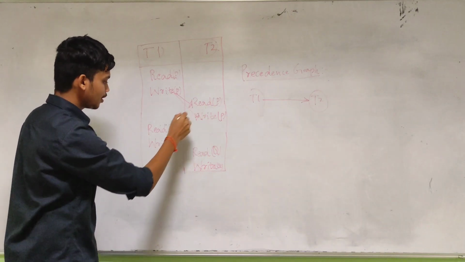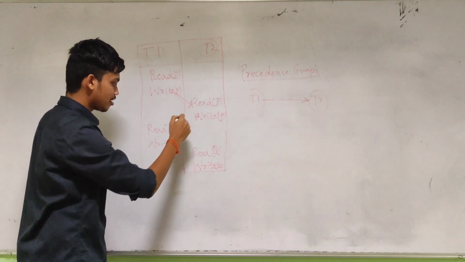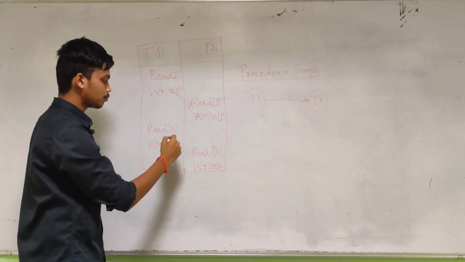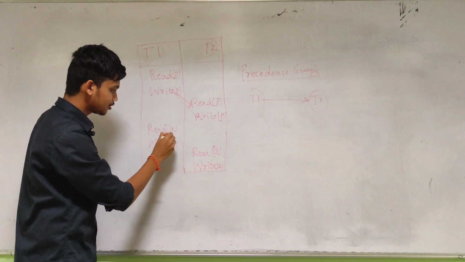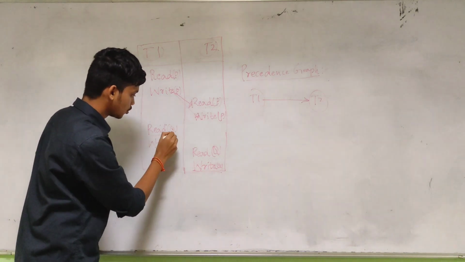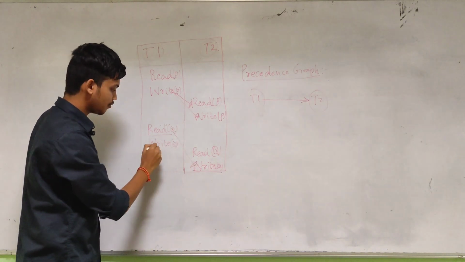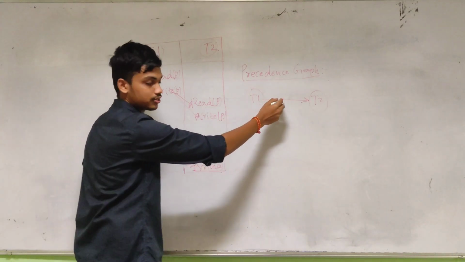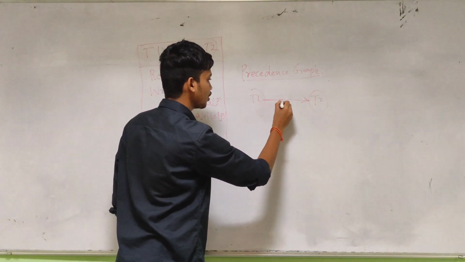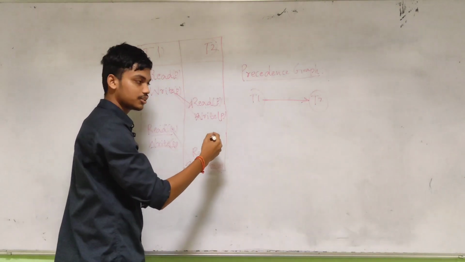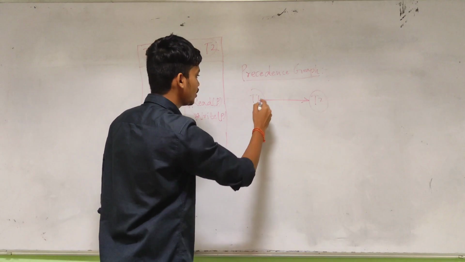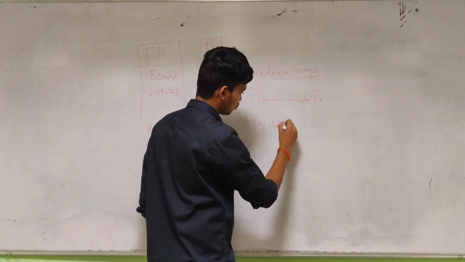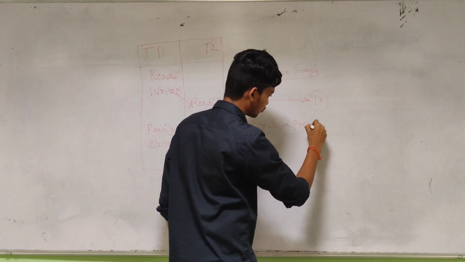Now read P and read Q are different data items, so a conflict is not possible here. Here this is read Q and this is write Q, so a conflict is possible. Even with write Q, the conflict is possible. If there are two arrows in the same direction, one arrow is enough. So here there is no cycle in the precedence graph.